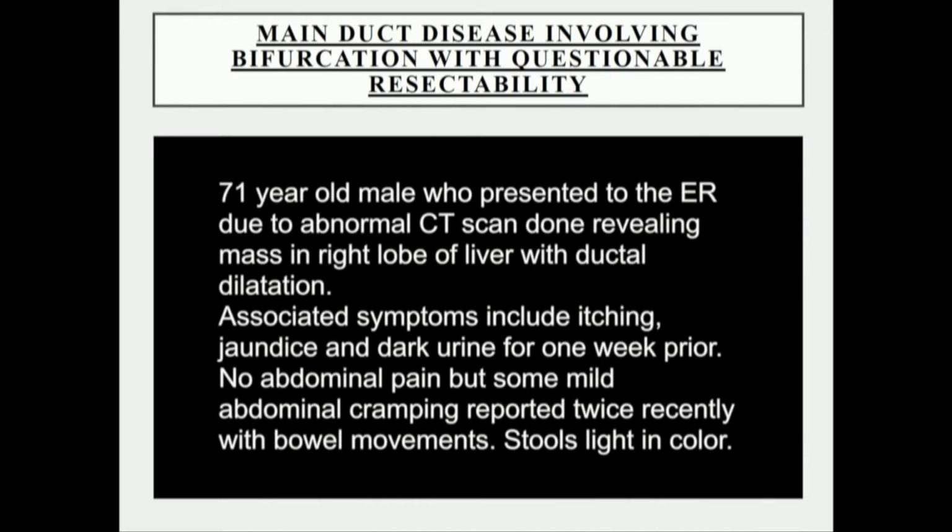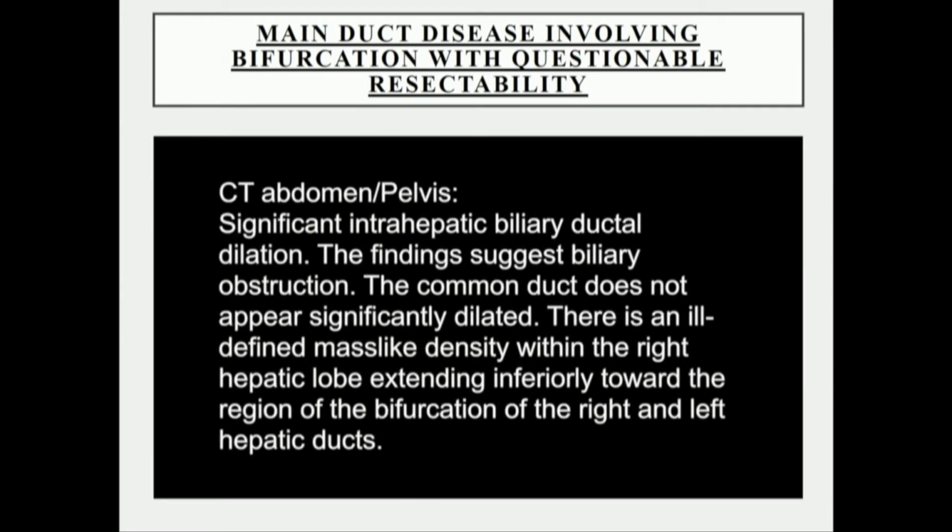So this was a 71-year-old male who presented to the ER with an abnormal CT scan revealing a mass in the right lobe of the liver and ductal dilation. He had some pruritus, jaundice, dark urine for the week prior, did not have an abdominal pain but had light stool. CT abdomen pelvis showed significant intrahepatic biliary ductal dilation, suggestive of biliary obstruction. Common duct did not appear significantly dilated, and there was an ill-defined mass-like density in the right hepatic lobe.